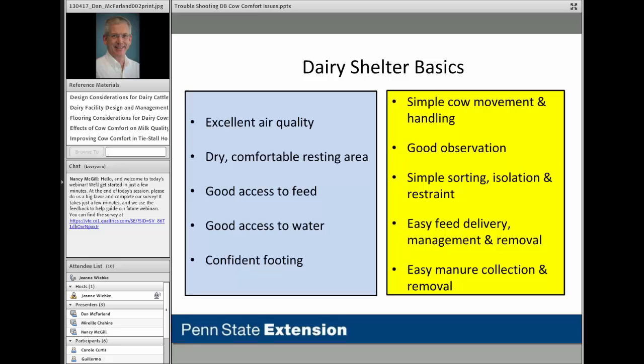The elements on the right are desirable, but they benefit the caregiver mostly. Simple animal handling and movement, good observation, simple sorting, isolation, restraint, easy feed delivery, management and removal, and easy manure collection and removal. These allow the caregiver to be more productive, by allowing them to do their tasks properly, on time, and consistently.